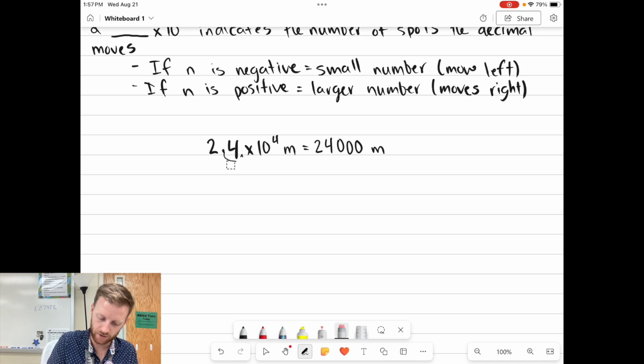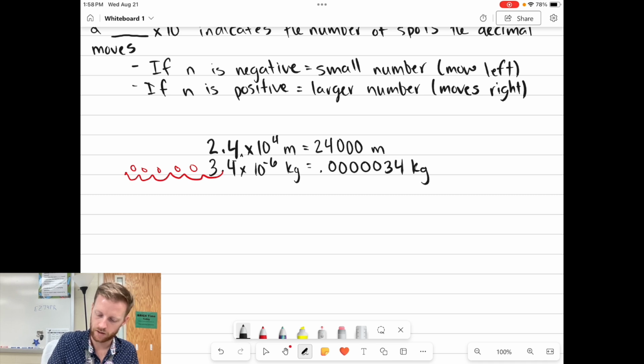All right, I'm going to erase that. Let's look at another example here of 3.4 times 10 to the negative 6th kilograms. Now, we're negative, so our decimal is going to move to the left a certain number of spots, in that case 6. So 1, 2, 3, 4, 5, 6. These spots would then get filled in with zeros, which means I have 0.000003 4 kilograms.